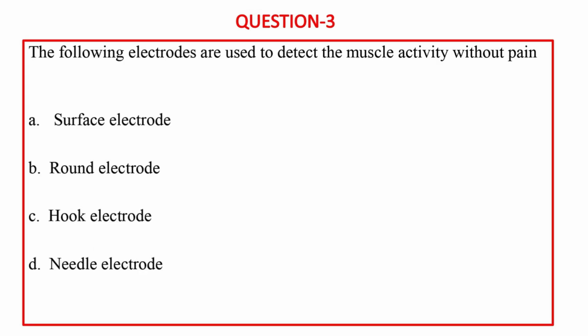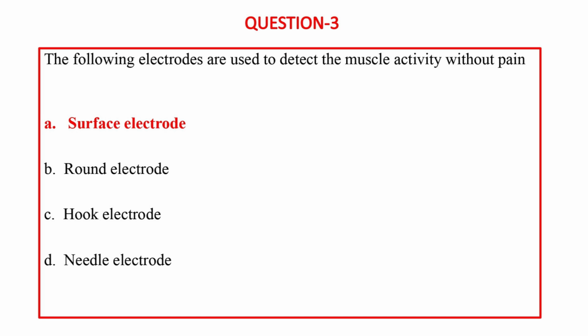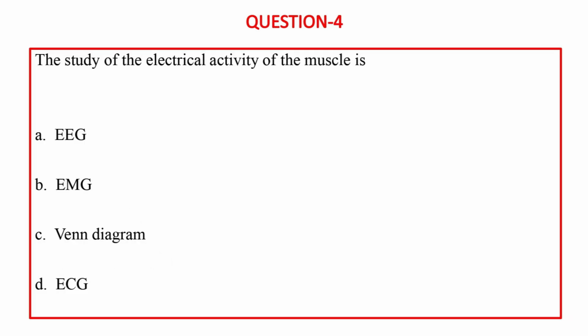Moving on to question number 3. The following electrodes are used to detect the muscle activity without pain. They've given 4 options: A. surface electrode, B. round electrode, C. hook electrode, D. needle electrode. The answer to this question is A. surface electrode.